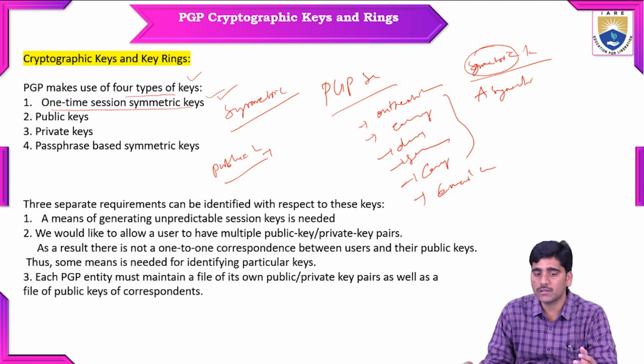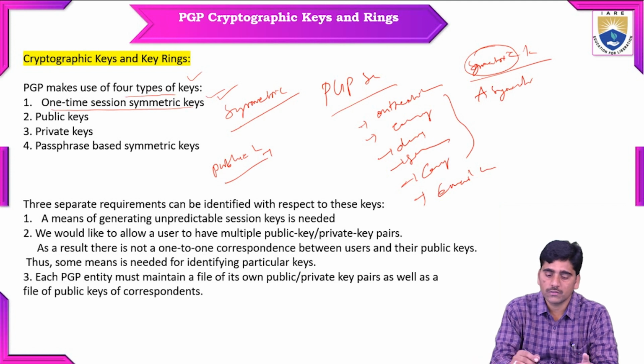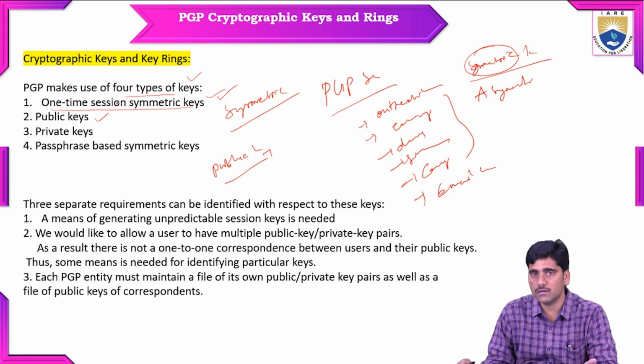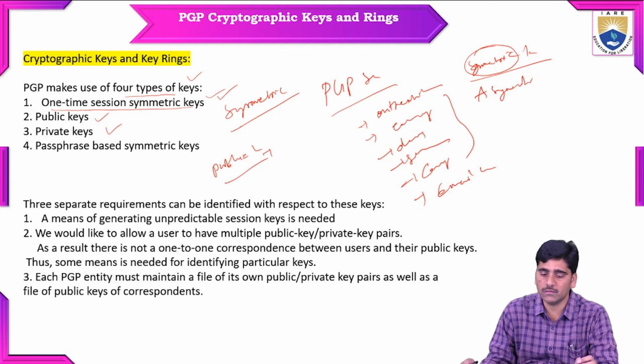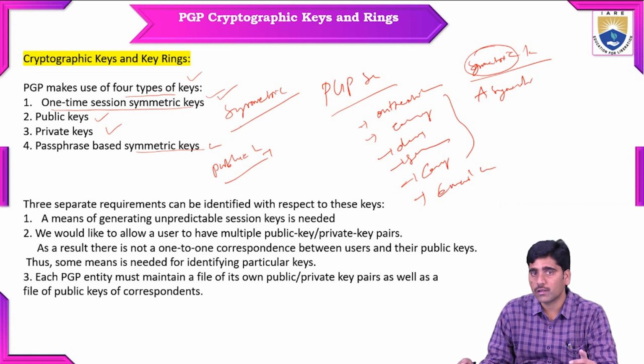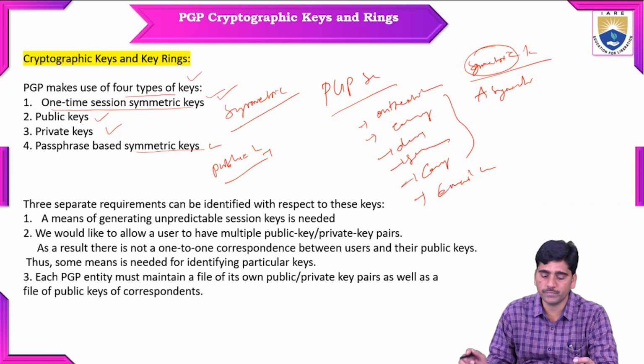So the keys offered for cryptographic functions are the public keys and the private keys, along with passphrase-based symmetric keys. These are the four types of cryptographic keys that are helpful in providing services such as authentication, email compatibility, digital signature, along with the encryption and decryption process.